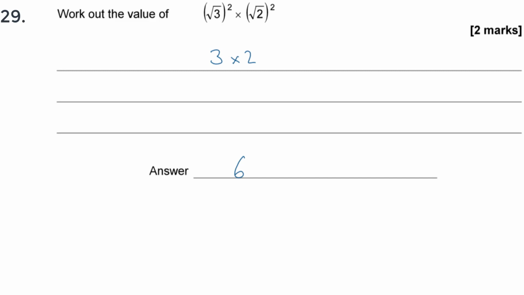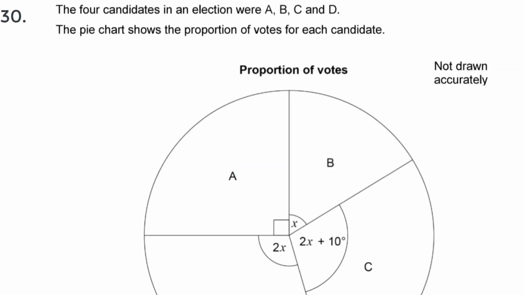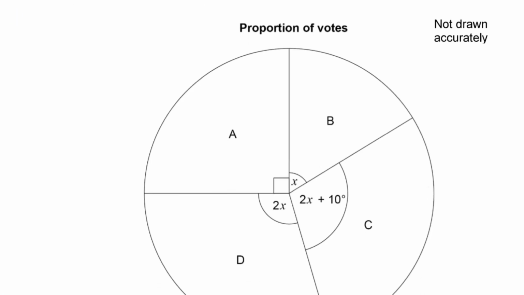So very easy. 4 candidates in an election are A, B, C, and D. The pie chart shows the proportion of votes for each candidate. Now you can see in the pie chart that most of those have been given algebraically. This one here is a right angle, so we must know it's 90.